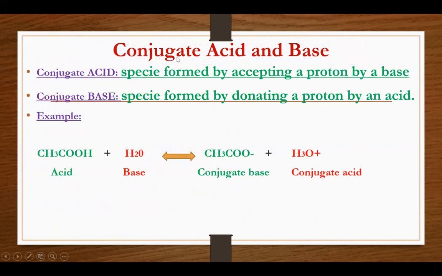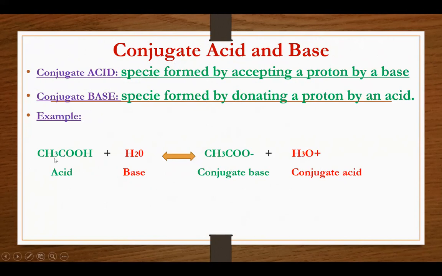Bronsted-Lowry give concept of conjugate acid and base as well. According to them, conjugate acid is a species which is formed by accepting a proton by a base, while conjugate base is a species which is formed by donating a proton by an acid. It can be explained with an example.